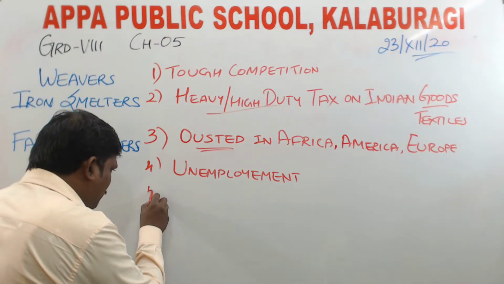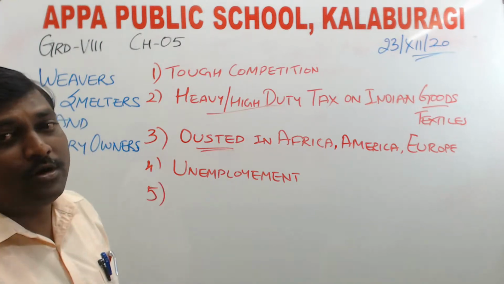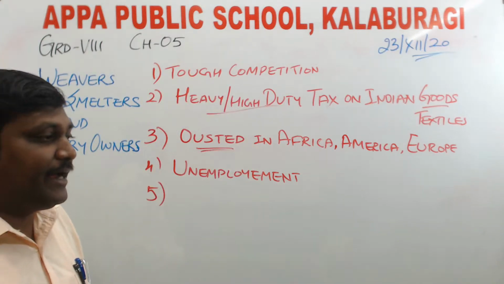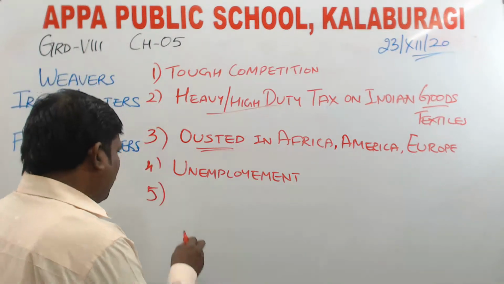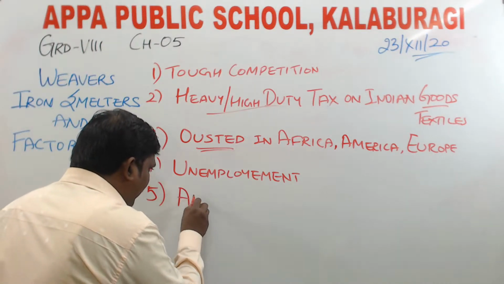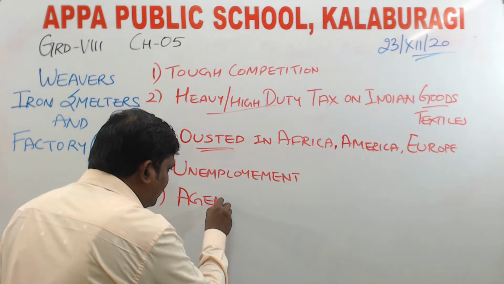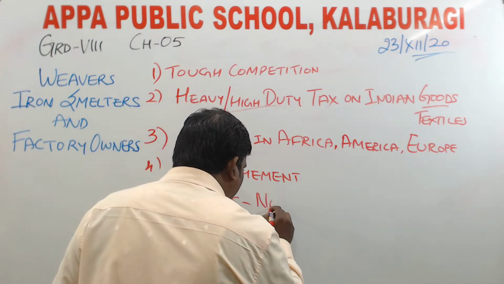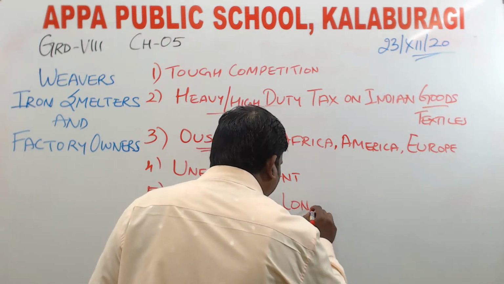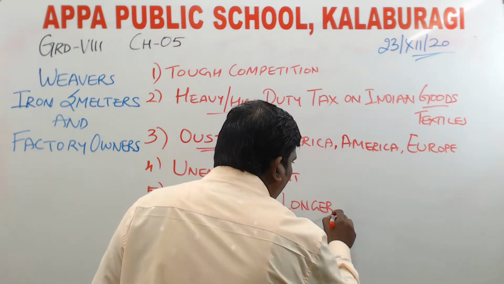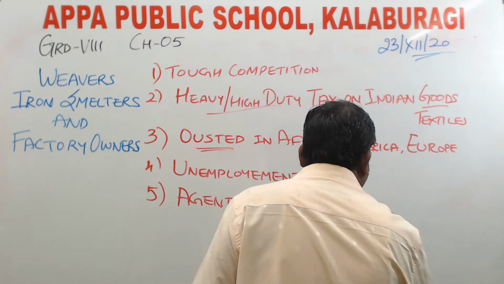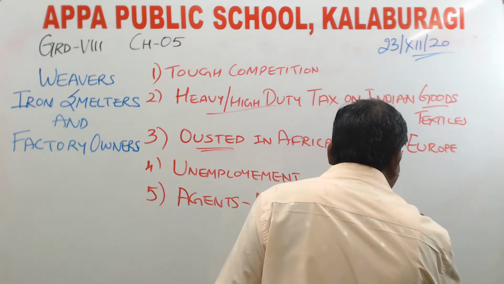Then the next one. This was all about the decline of Indian textiles. Now one more thing, the fifth point, we can take it as agents no longer giving advances.